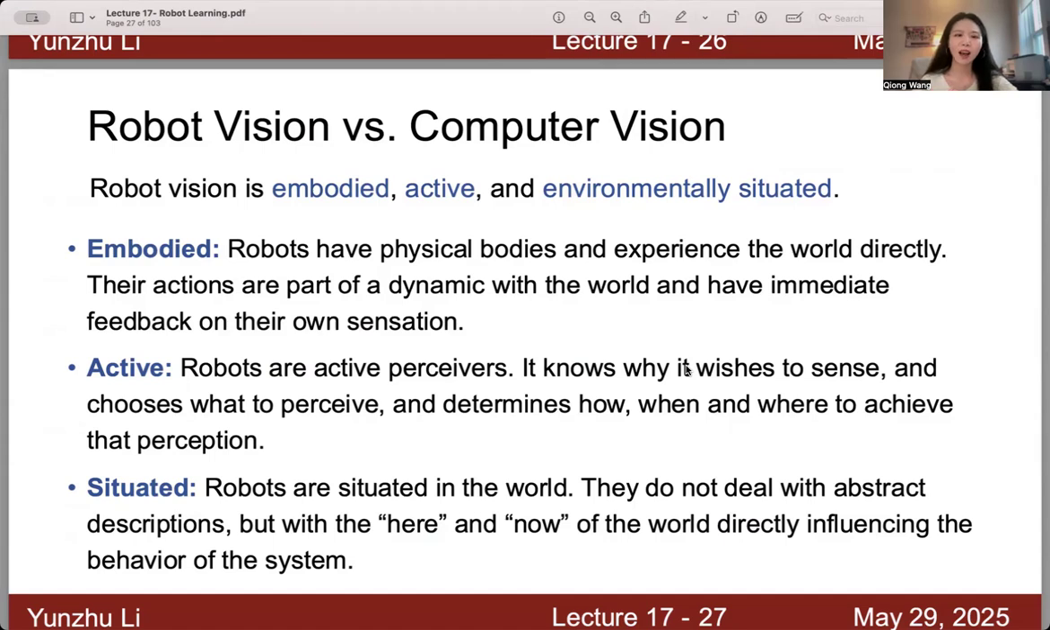Active: robots are active perceivers. A robot knows why it wishes to sense, chooses what to perceive, and determines how, when, and where to achieve its perception. And the last one is situated. Robots are situated in the world. They do not deal with abstract descriptions, but with the here and now of the world directly influencing the behavior of the system.